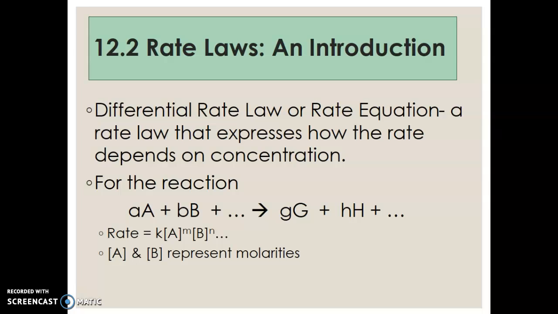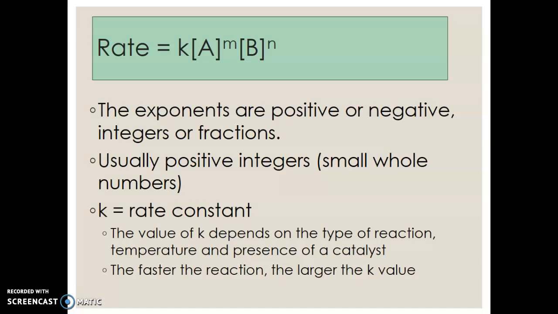The m and the n, those are your exponents. So let's talk about how you get those exponents. So I have that same rate law over here. The exponents are positive or negative integers, or they can also be fractions. Usually positive integers or small whole numbers. k is equal to the rate constant, and the value for k depends on your type of reaction. It also depends on the temperature of the reaction, or whether you have a catalyst present in your reaction. The faster the reaction, the larger the value for k.